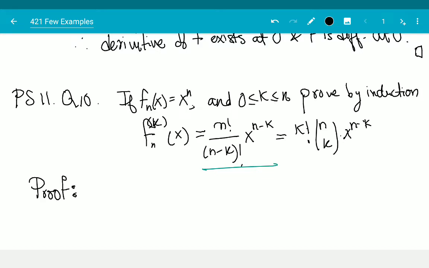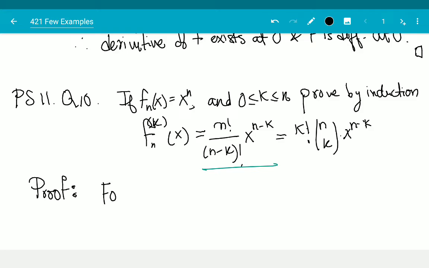Well, you can show that this result holds for every n. We are going to show it by induction on k. I need to show that for every n.